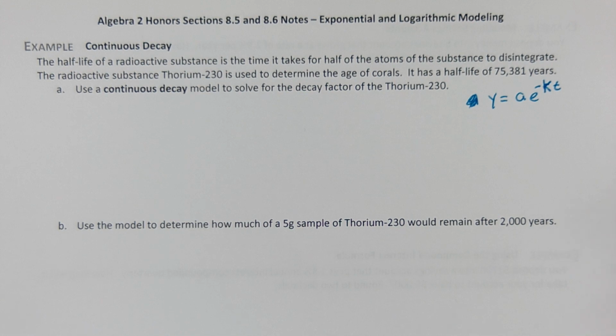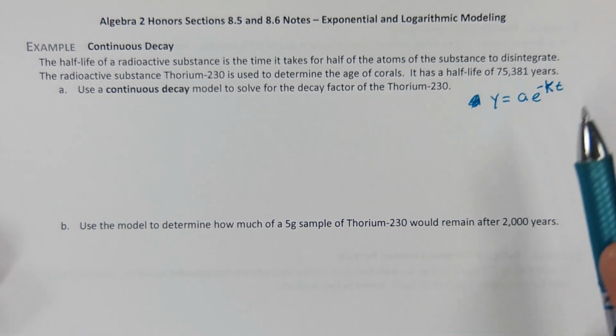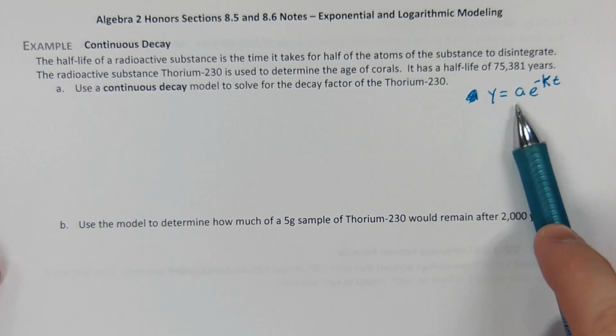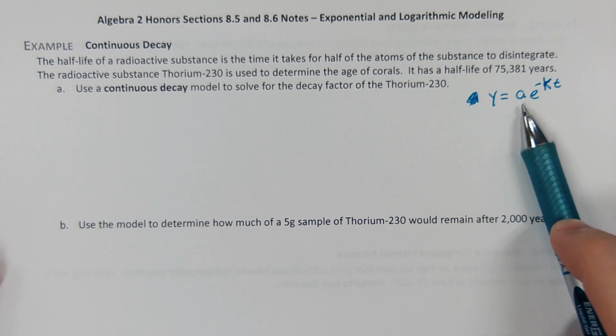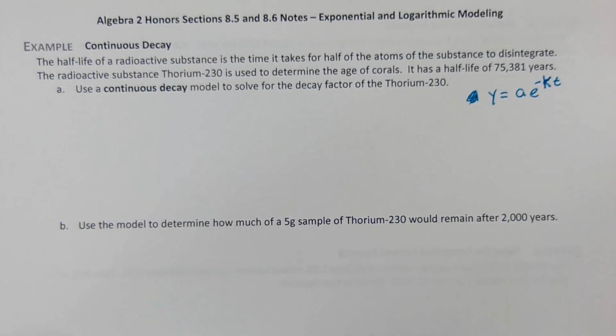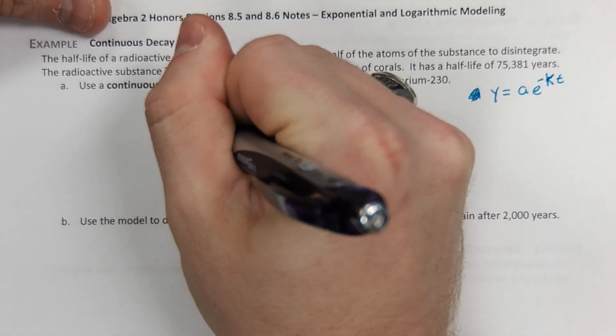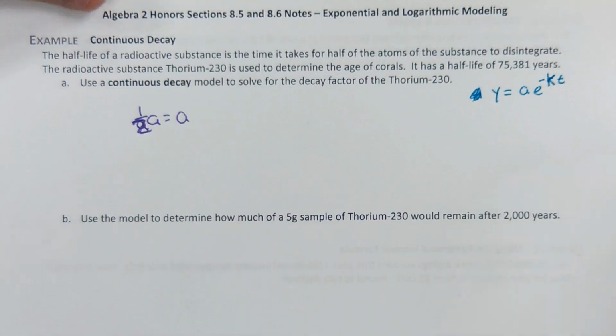So what do we know? We know that we will have half of our stuff left after this many years. We start with A. So if we start with A, how much is left when we have half of that? Think about yesterday's notes. The last question we did. 1/2 A, thank you, yeah. So if we're saying that we started with A, we're saying we ended with 1/2 A.